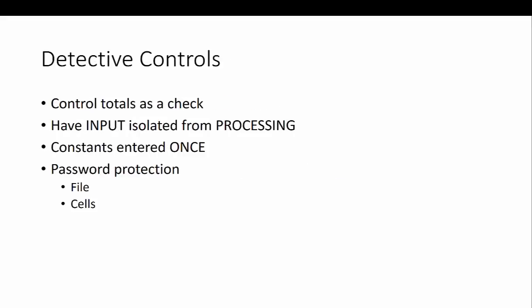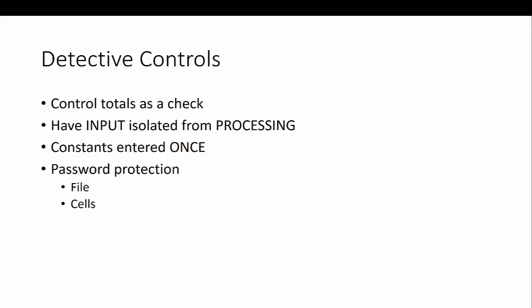Detective controls are those items that actually affect the design of the spreadsheet. You can ask yourself, what is the approach we want to take to designing spreadsheets? There are basic things you can do that if you train users on these important facets of design, you can reduce your risk. For example, do you have control tools to check data input? Can you keep data input separate from formulas? Can you identify constants and only enter them once?